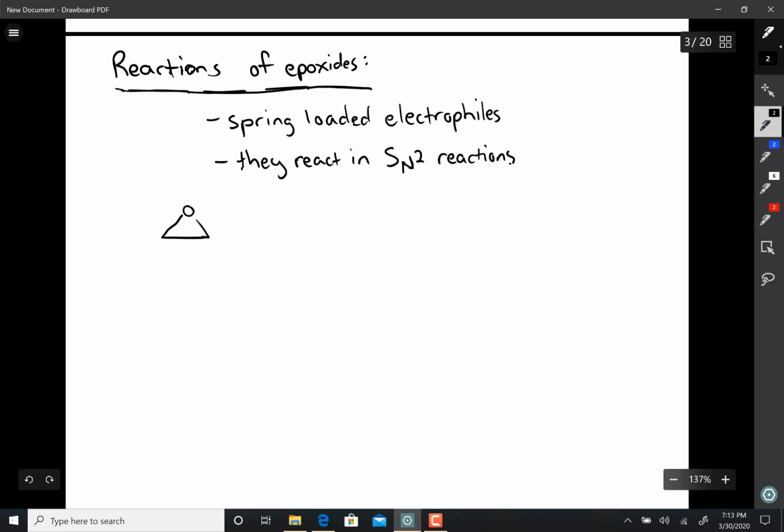Now, the thing about these, though, is there are actually 2 alpha carbons attached to the group that's leaving. And depending on what conditions you use, you can get attack at either side. Under basic conditions, you attack the less hindered side.